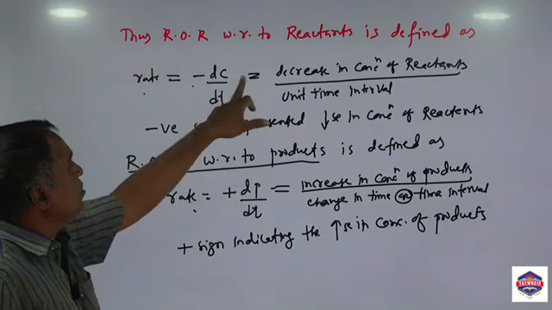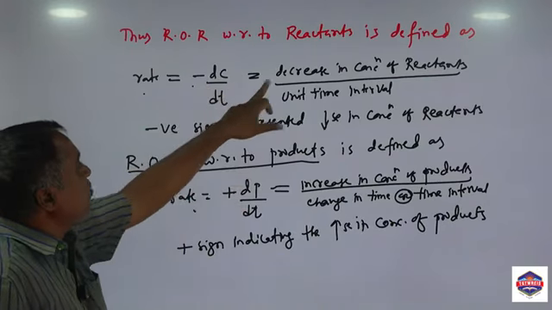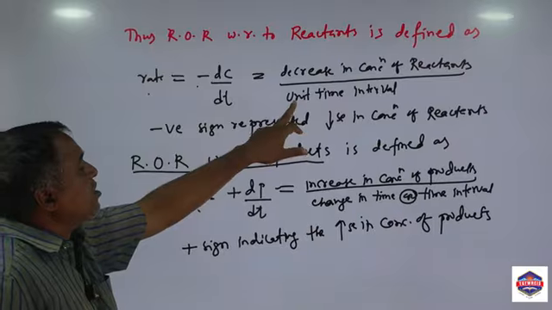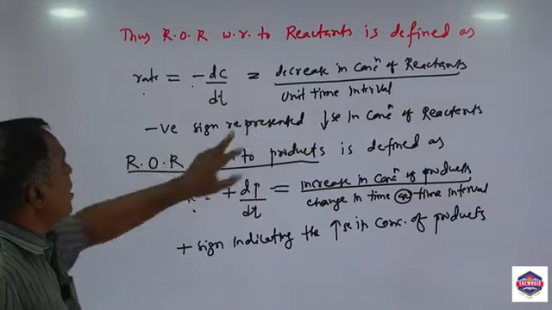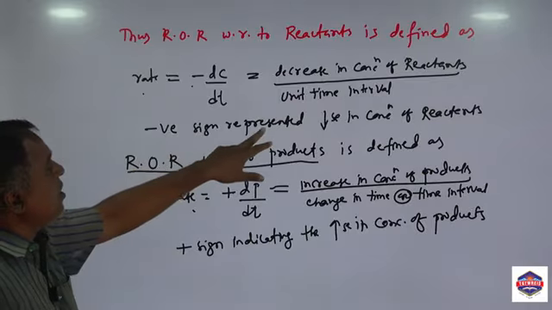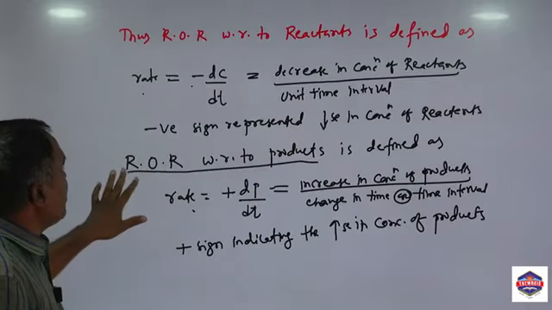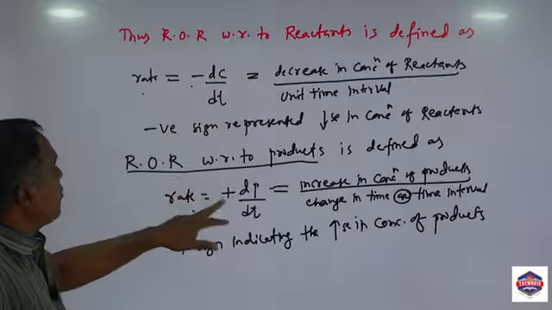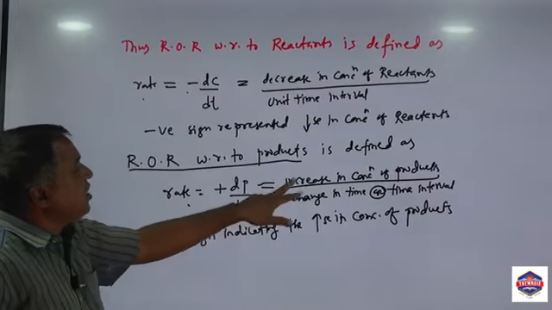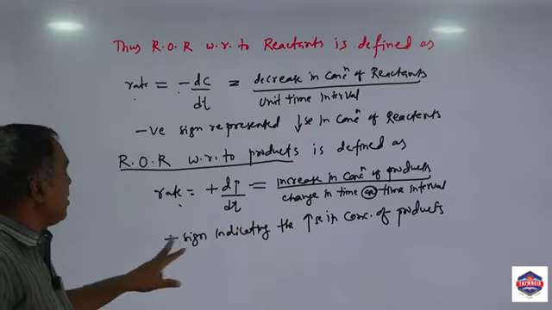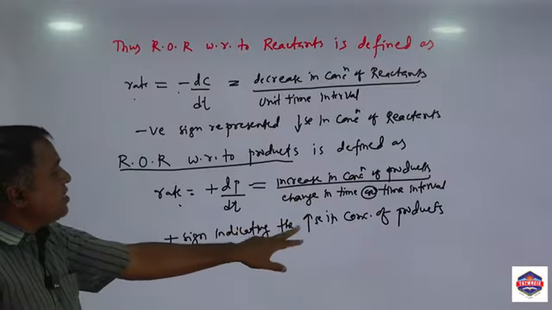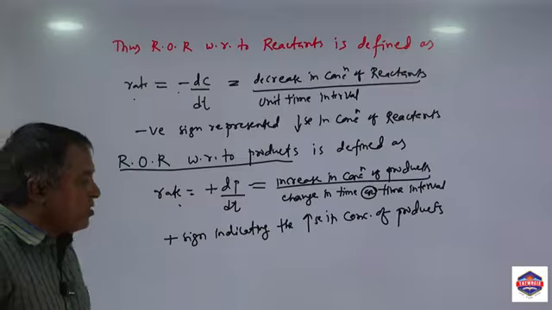So minus dC by dt means decrease in concentration of reactants upon unit time interval or change in time. So the negative sign represents decrease in concentration of reactants. With respect to product, it is plus dP by dt, so increase in concentration of products upon change in time or time interval. Here the plus sign indicates the increase in concentration of products.